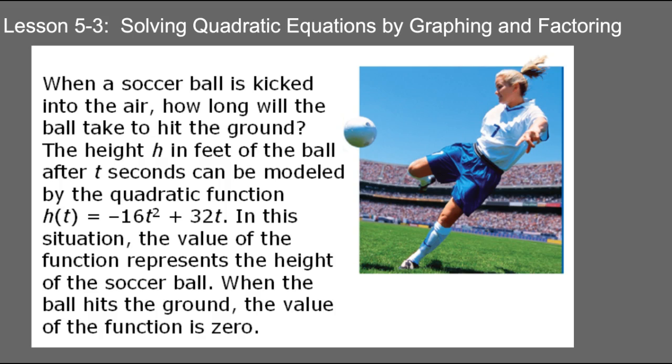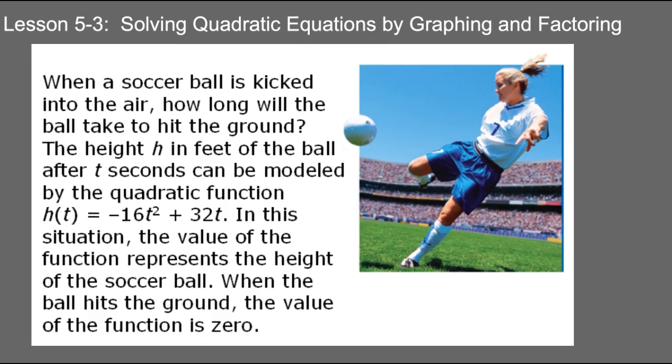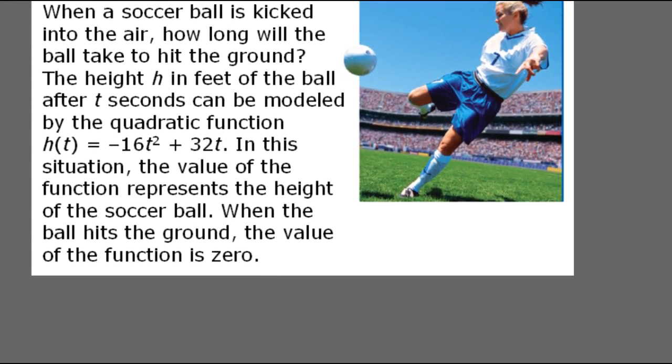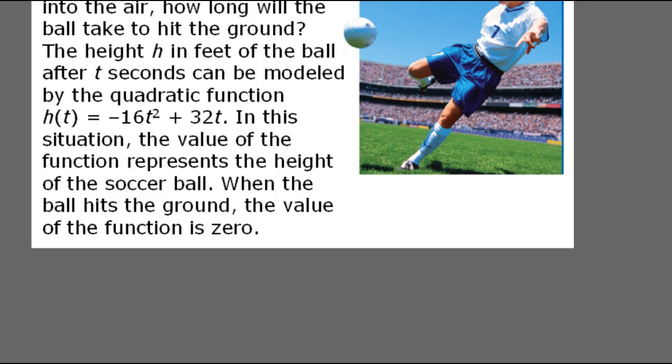So in this case, we could model that situation with the function h of t is equal to negative 16t squared plus 32t. This is a kind of a physics type connection. Some of you may remember some of this from physics, the acceleration of gravity. So let's determine when the height is going to be at ground level or 0. So when the ball is on the ground, what is the t or time?